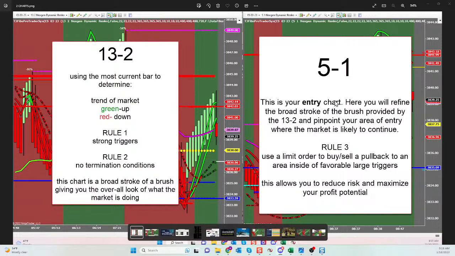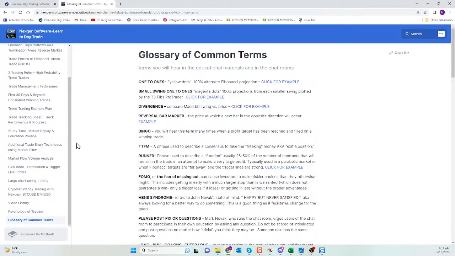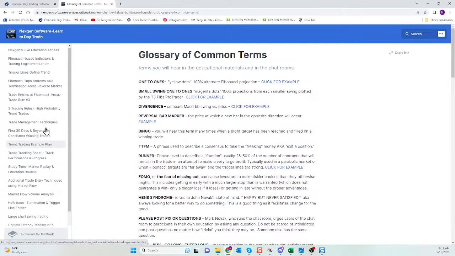And by using this 5-1 chart, rule number 3, that third advantage of an entry area takes place, and it's going to allow you to reduce your risk, and it's going to allow you to maximize your profit potential. So 2 charts, 3 rules, providing 3 advantages, guys. That's our focus for the first hour. High probability trend trade. The highest probability trend trade that we have, guys.